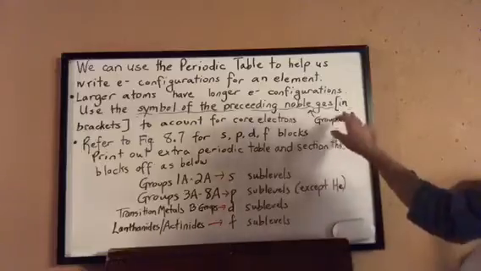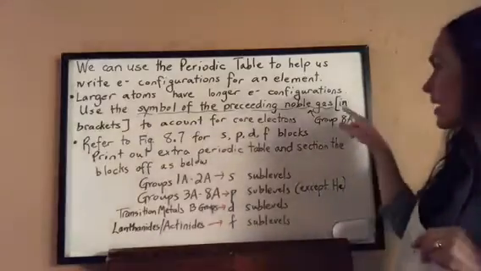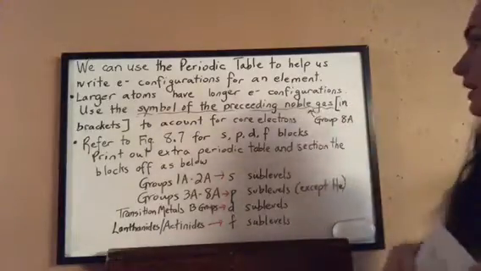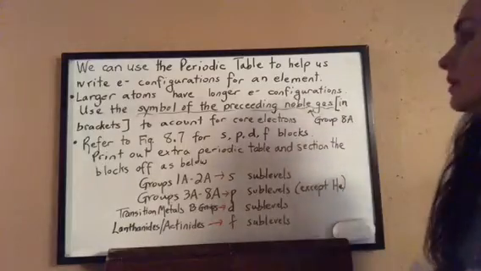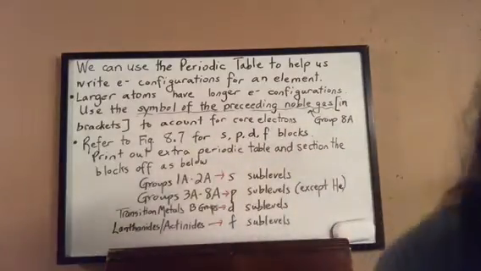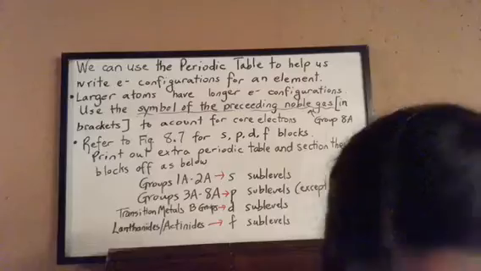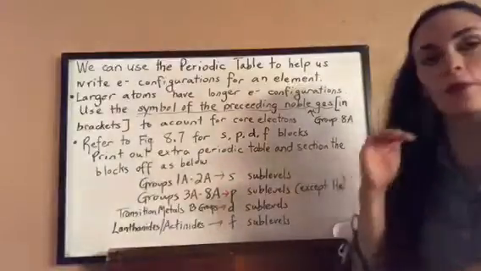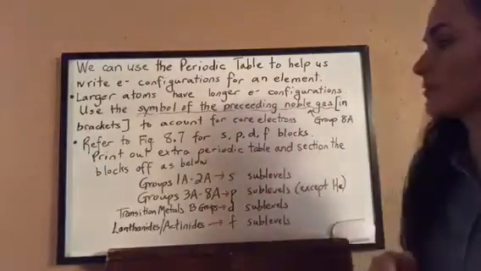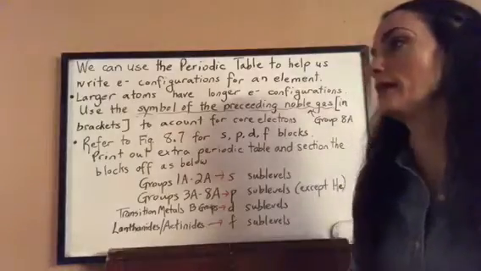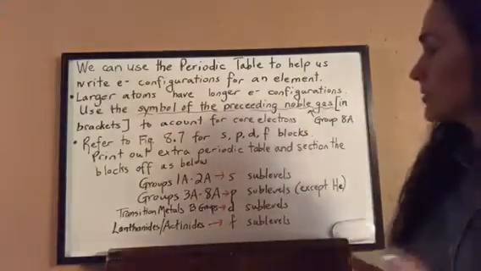Makes them very stable. So the noble gas symbol in square brackets will account for the core electrons. So we're going to be using the noble gas symbol in brackets, and then we will need to write out all the other sublevels up to and containing the element in question.